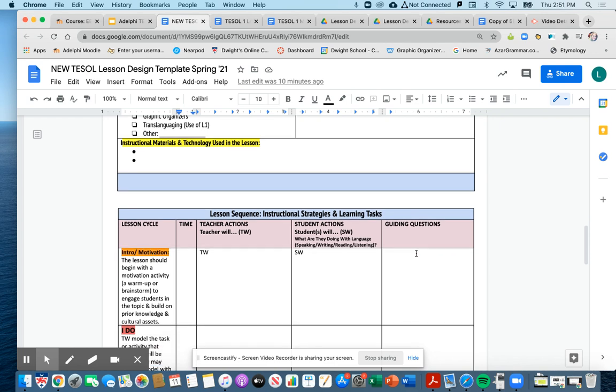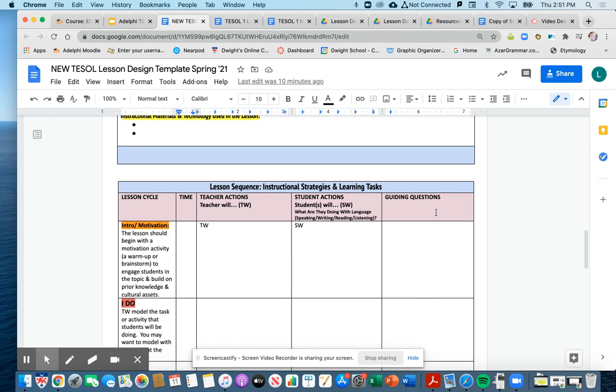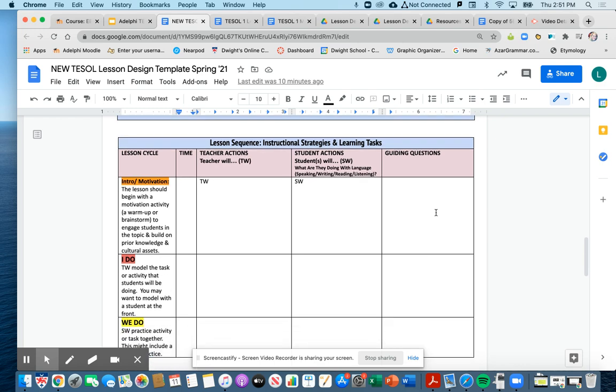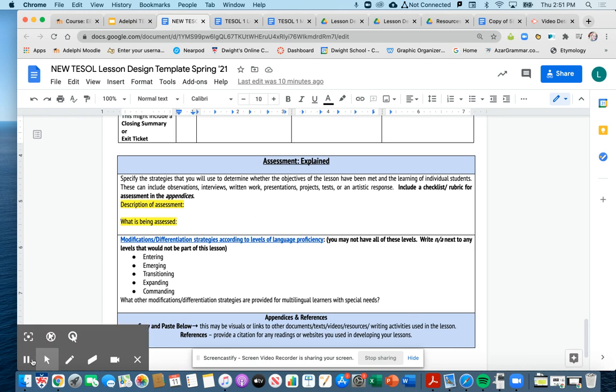And then lastly, we have our guiding questions, which you saw in Gibbons. Questioning is so important. And I find that the better I've become at questioning, the better teacher I've become. It really allows students to think deeper, and better questioning scaffolds them to the day's objective.